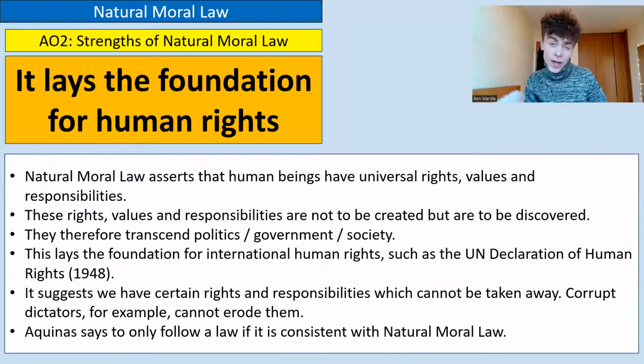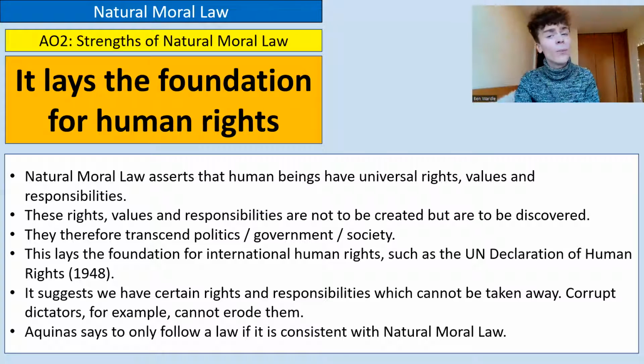And then another really, really strong strength is that it lays the foundation for human rights. Now, while some contemporary thinkers, such as Jeremy Bentham, although he's not that contemporary, is he, bless him, the father of utilitarian thinking, he said that human rights are nonsense on stilts. I would say that in the modern world, people value human rights. It's seen as very important that everybody has certain basic rights. Natural moral law asserts that human beings have universal rights, values, and indeed responsibilities. These rights, values, and responsibilities are not to be created but discovered.